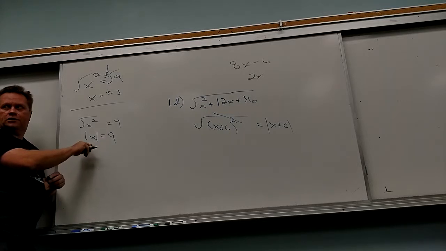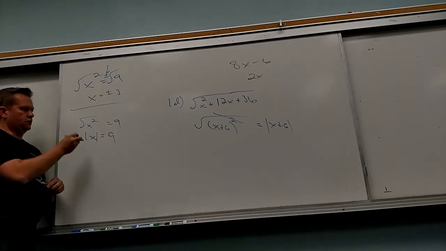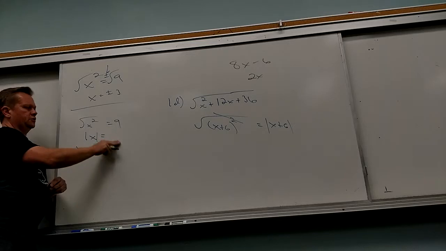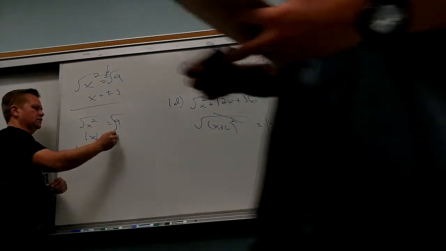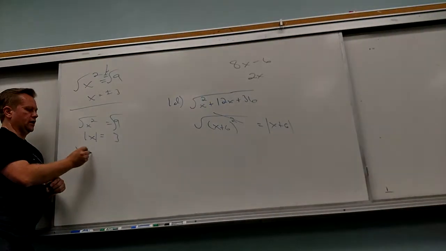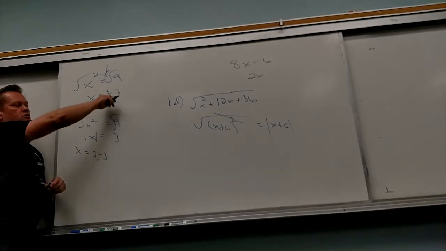What happens with absolute values? You always get two cases. So when I take the square root of both sides of x squared equals 9, you get x equals 3 or negative 3. So this is just a shortcut to doing that.